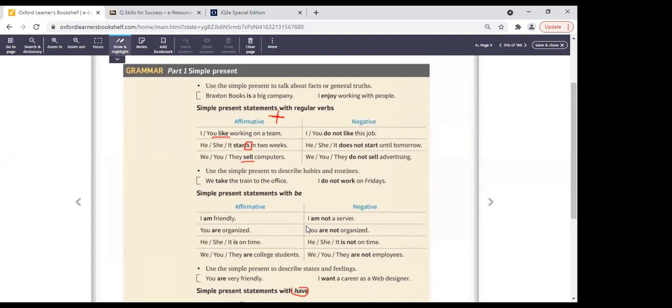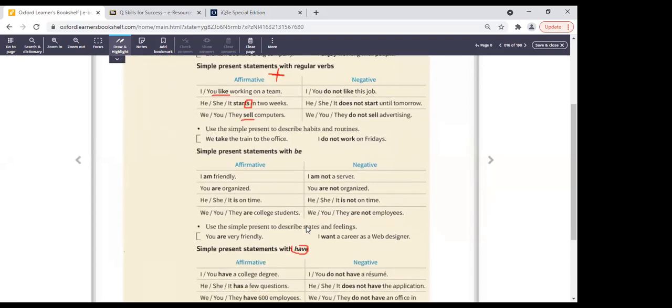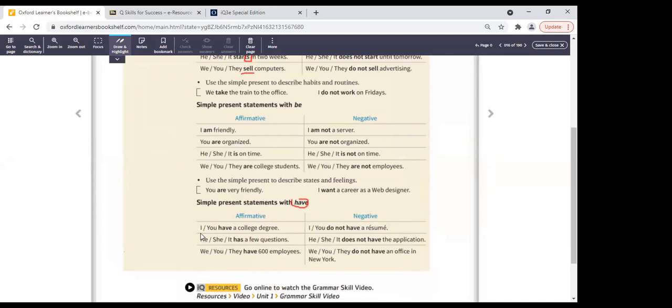Have goes with I, we, and they. And has goes with he, she, and it. So has is with he, she, and it, and have will be with the rest. Okay, excellent, good.